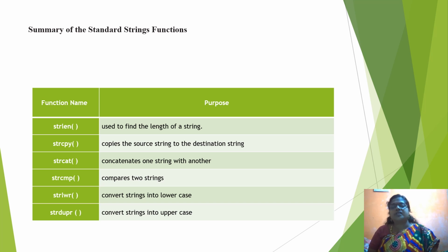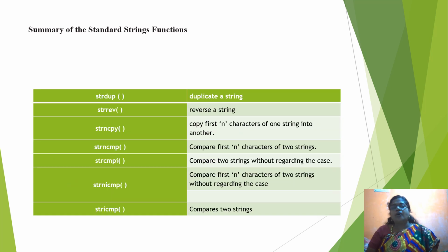The strlwr function converts strings into lowercase. The strupr function converts strings into uppercase. The strdup function duplicates a string. The strrev function reverses a string. The strncpy function copies the first n characters of one string into another.